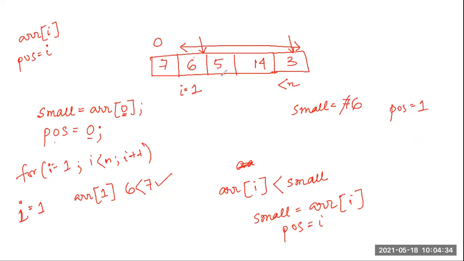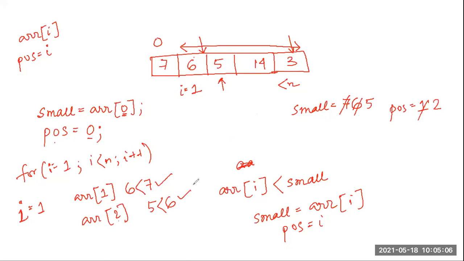Now my I will be 2 here. So it will check ARR 2. What is there in ARR 2? ARR 2 is 5. Is 5 less than 7? Actually, less than 6, because now my updated value of small is 6. So 5 is less than 6. Yes, it is true. If it is true, in small, update this new value, which is 5, and update the position. The position will be 2.